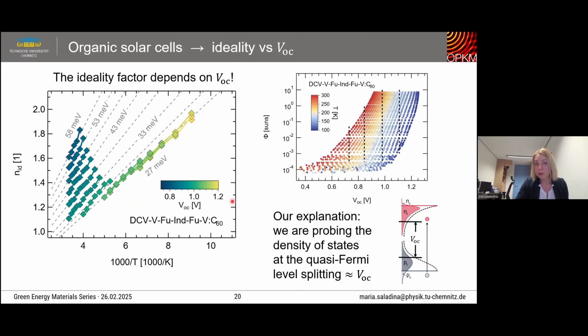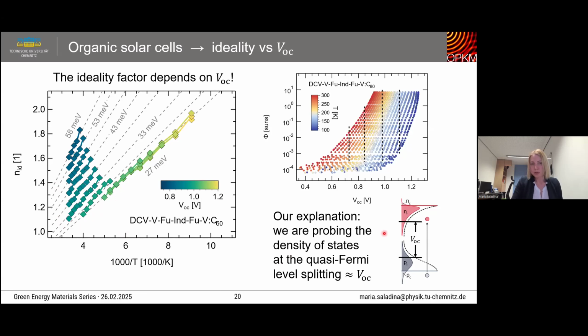So having that in mind, we switched our analysis to analyzing the ideality factor at a specific open circuit voltage. The results are plotted here, the same data, ideality factor versus inverse temperature. And you can see that now we are actually able to describe the data with, in this case, a mixed density of states model. But this is only for a specific open circuit voltage. All of this data is plotted at specific open circuit voltage.